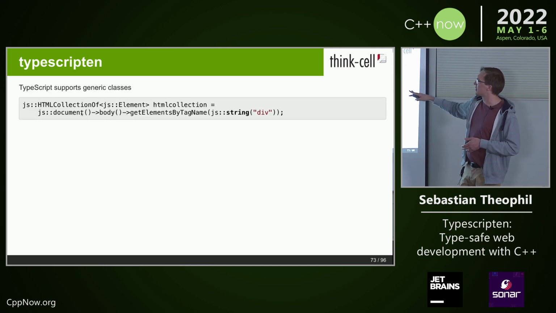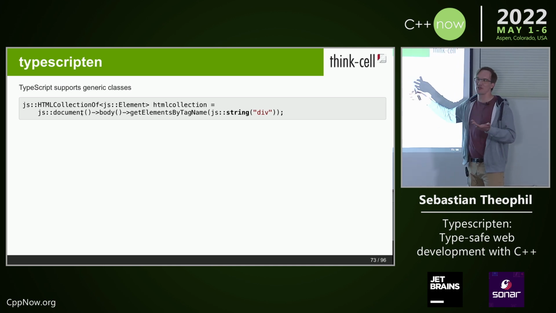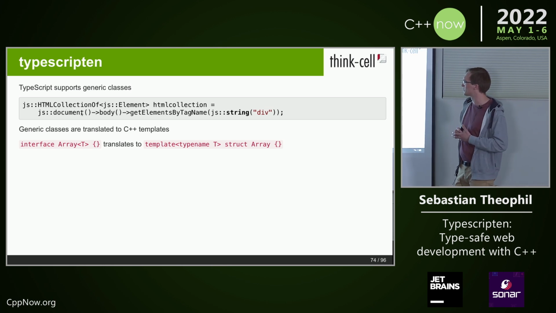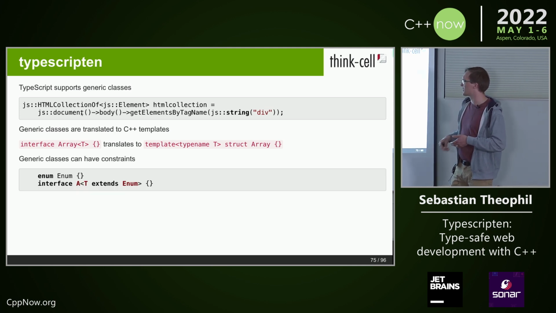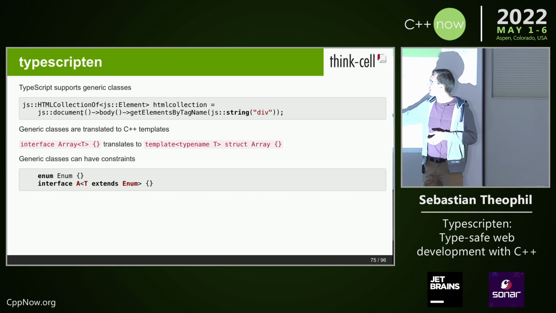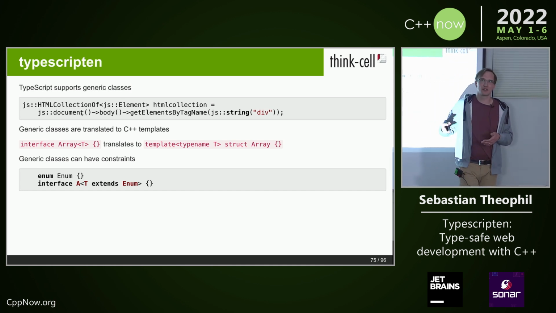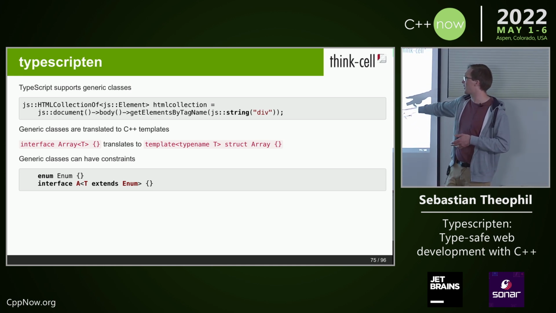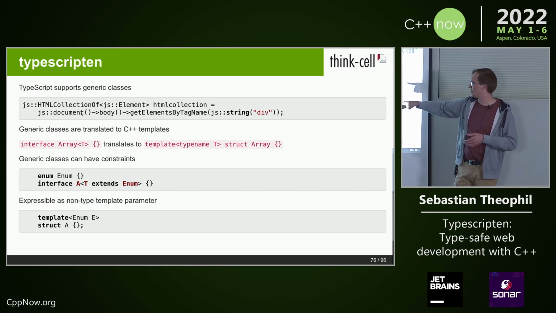And now you've also seen in the examples that TypeScript supports generic classes, and we translate them to C++ templates, of course, because that's pretty much the same thing. And those TypeScript generics support a lot of constraints. So for example, in TypeScript, you can say that this generic argument should extend this enumeration, which means T must be one of the enumeration options. So when we support that, we can translate that into a template with a non-type template parameter.